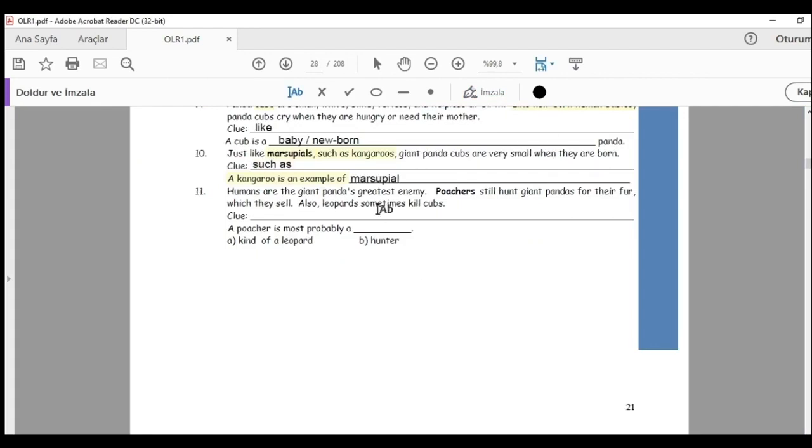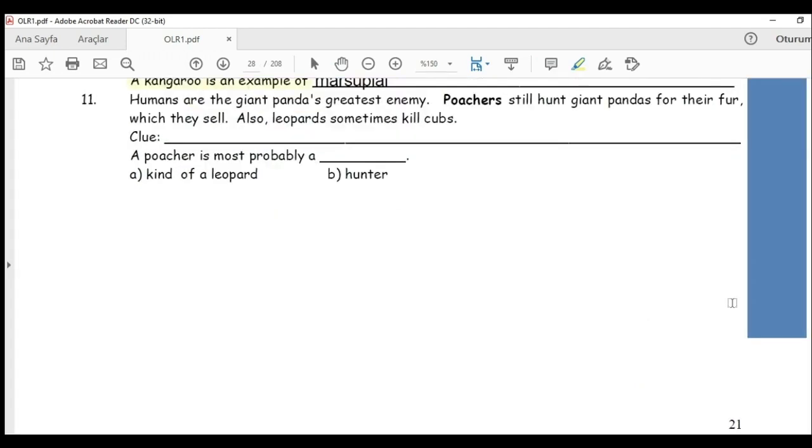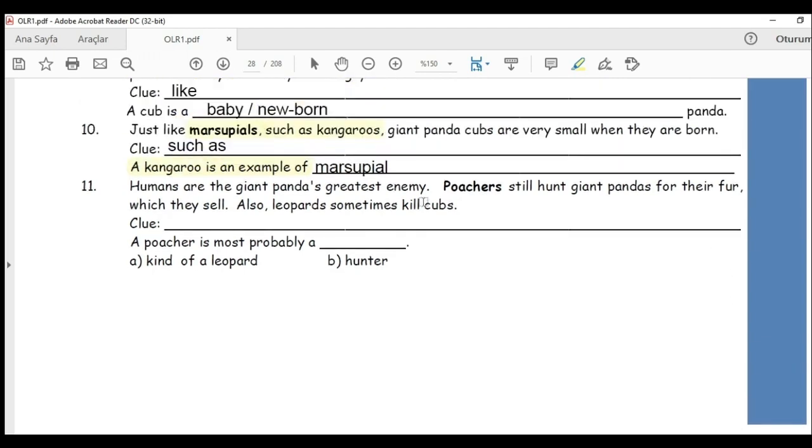By the way, a marsupial is just like a kangaroo, an animal that has a little pouch, a bag-like part in front of their bodies. Inside it, they put their babies. Okay, imagine a kangaroo. Last question.